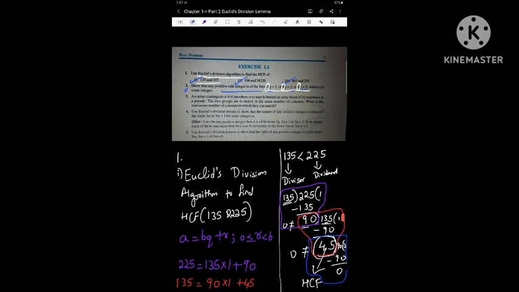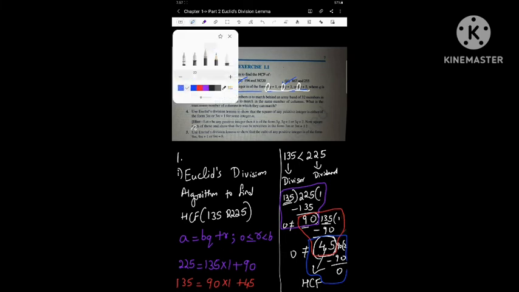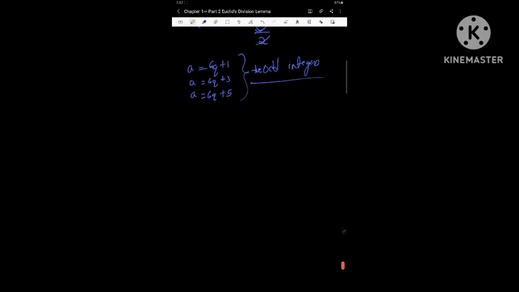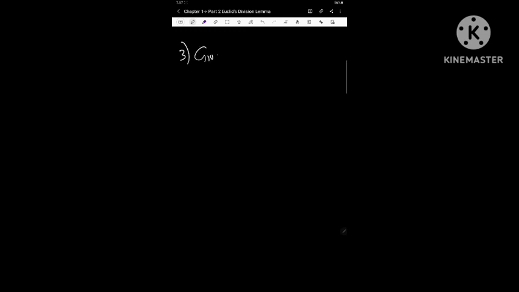First let's read the question. What they say is, an army contingent of 616 members is to march behind an army band of 32 members in a parade. The two groups are to march in the same number of columns. What is the maximum number of columns in which they can march? So let's try solving this problem. First we'll write down what is given.